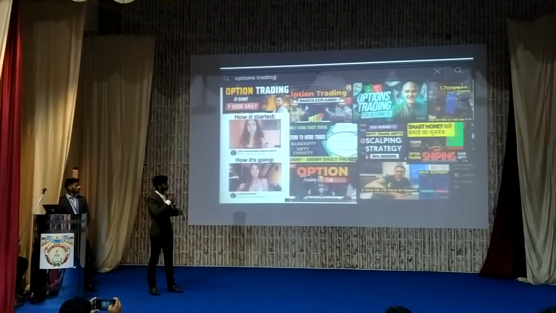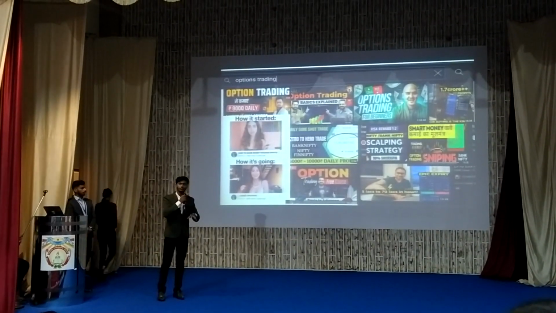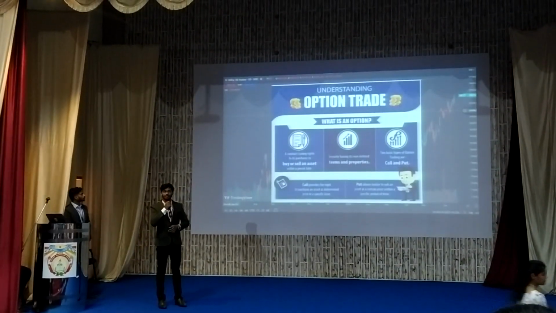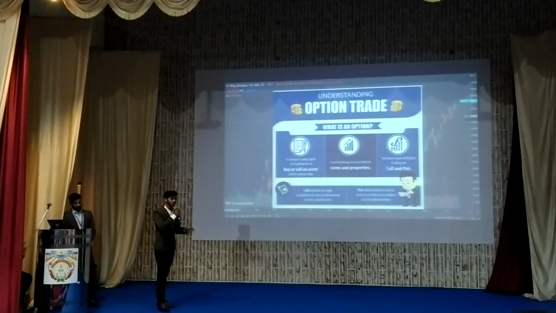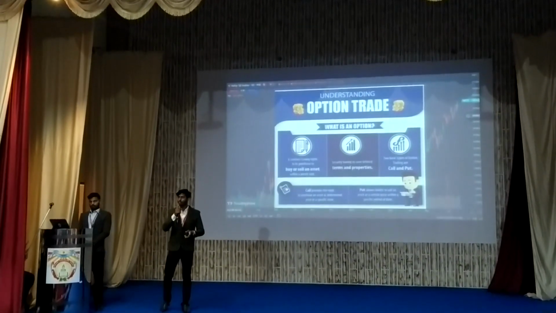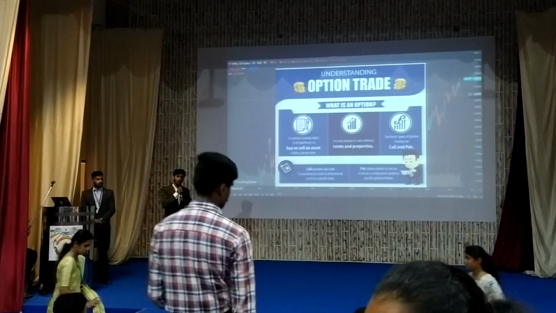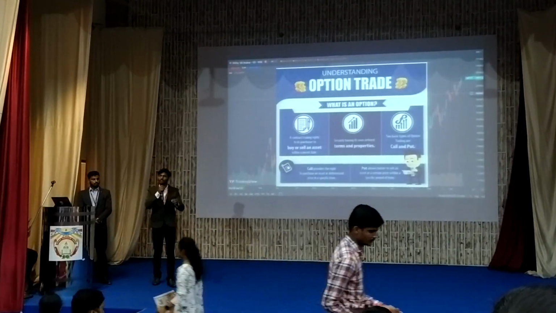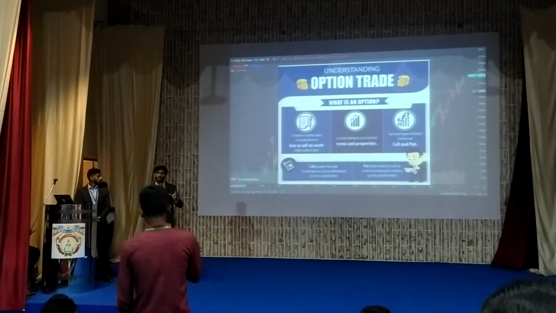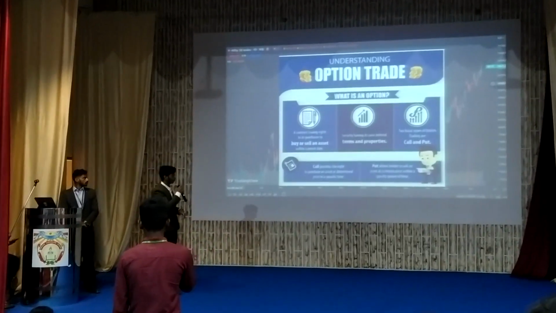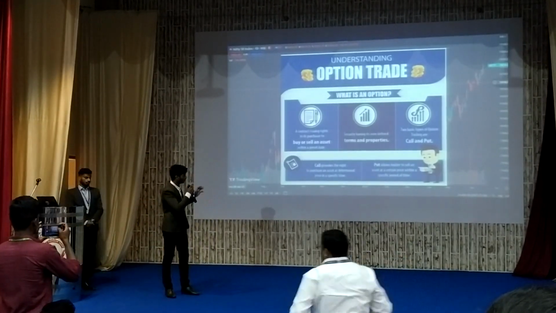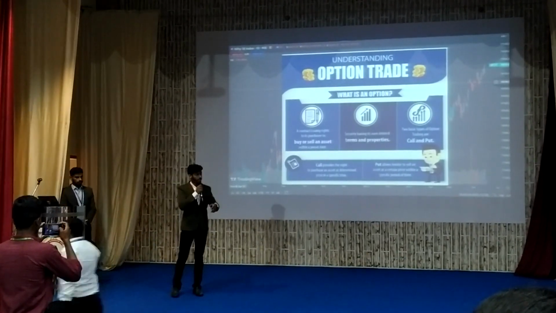Next slide, please. So let's understand what options actually are. Next slide, please. Options are basically a contract that is issued to the asset holder, which states that the holder will sell or buy a particular security within a given amount of time. So this particular instrument has its own properties and rules.